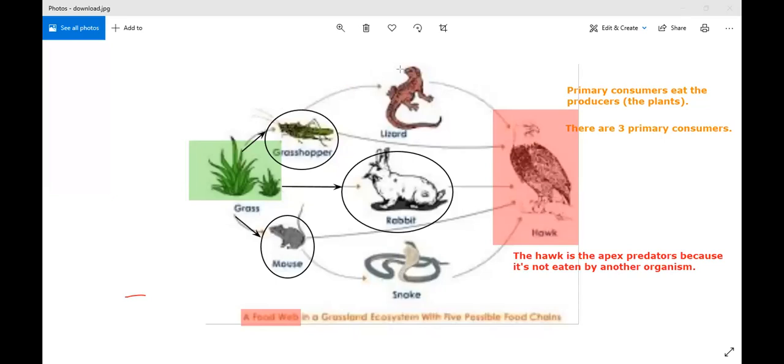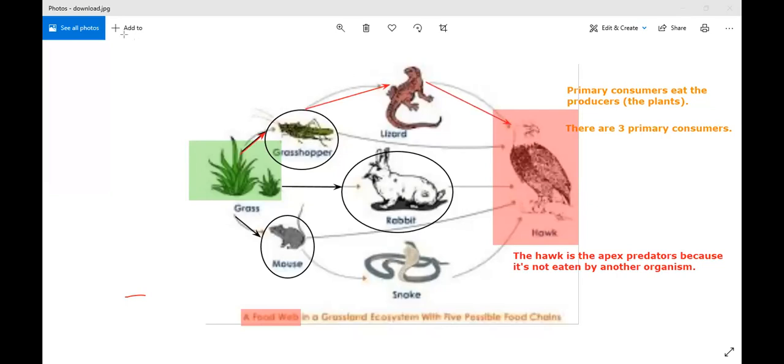The grass is eaten by the grasshopper. Okay. The grasshopper is eaten by the lizard. The lizard is eaten by the hawk. Thank you. Excellent job.